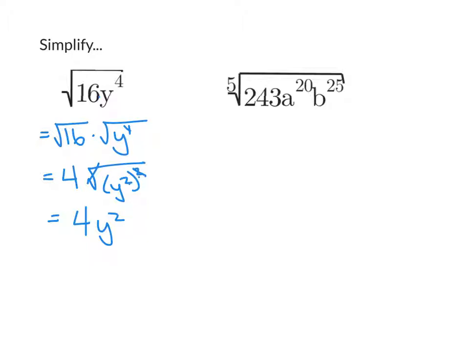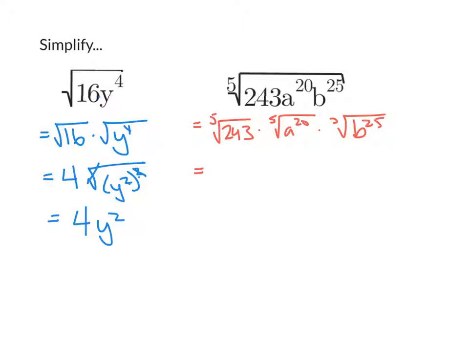What I said about how we gain a lot of understanding of higher power roots by thinking about square roots is we can use that example to help us when it comes to the fifth root of 243 a to the 20th b to the 25th. So just like how we split up that square root, we can split up that fifth root into the fifth root of 243 times the fifth root of a to the 20th times the fifth root of b to the 25th.